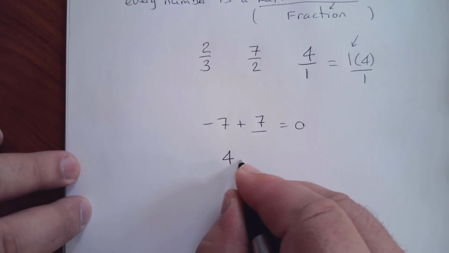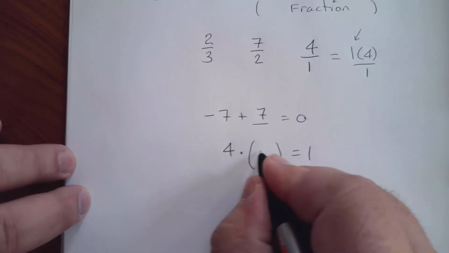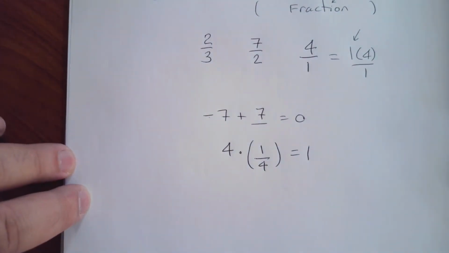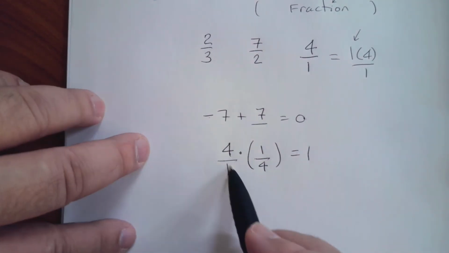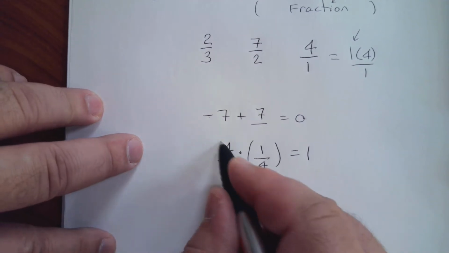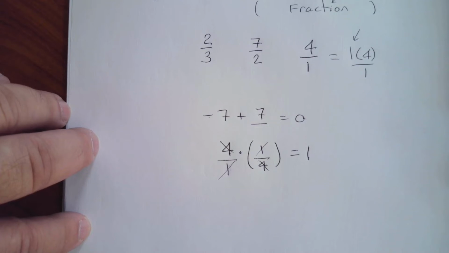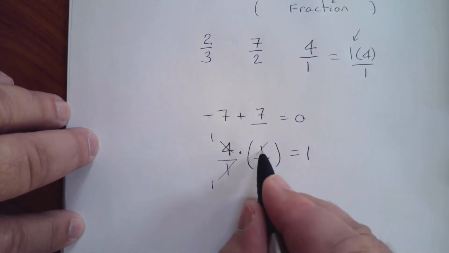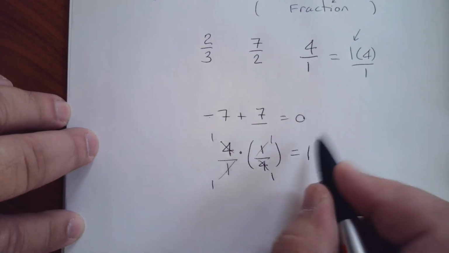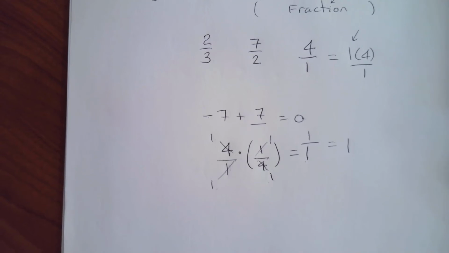When I asked you this, you said 1 over 4. What is this made up of? This is 4 over 1. If I take this number and flip it, I get 1 over 4. The 4's cancel. The 1's cancel. That leaves me with 1. 4 goes into 4 once, 4 goes into 4 once. 1 times 1 is 1. 1 over 1 is 1. That's how it all works.